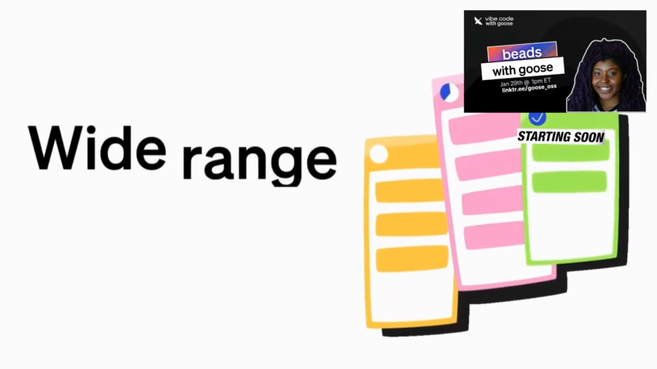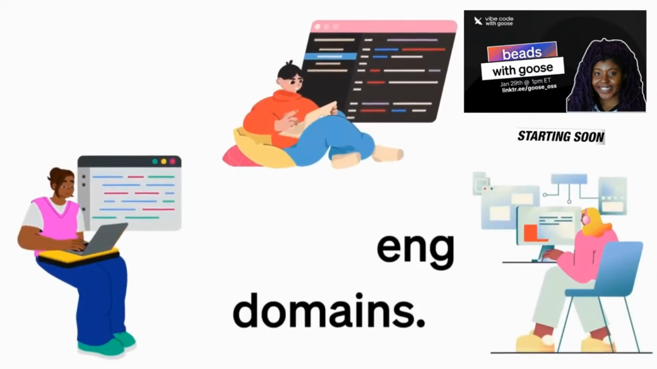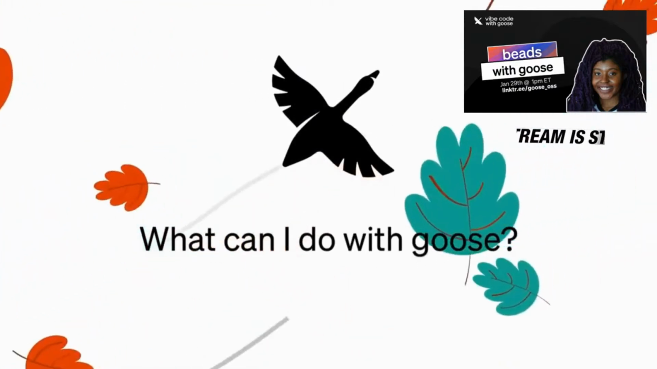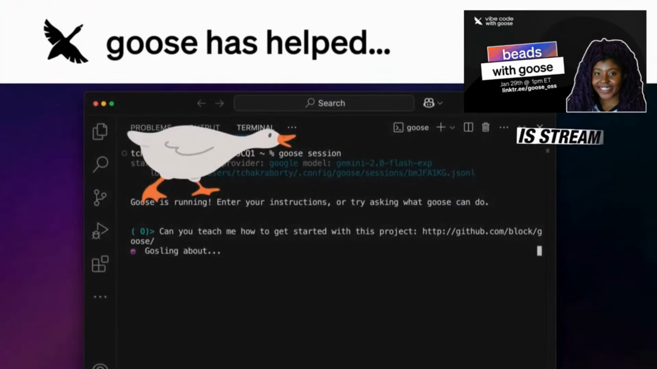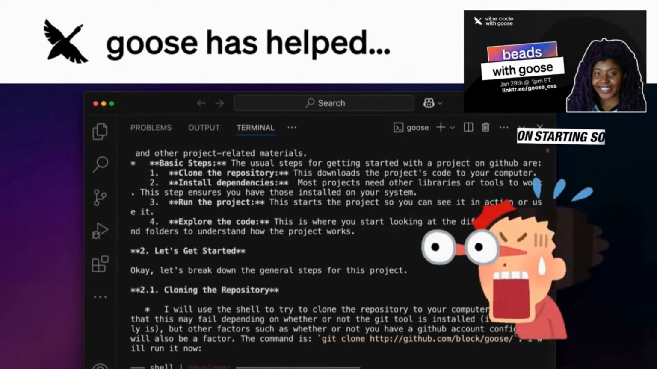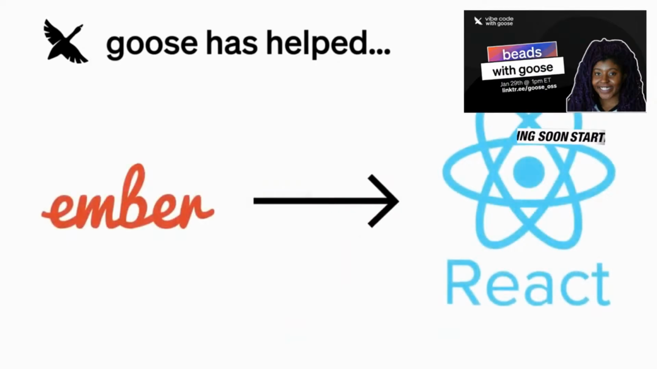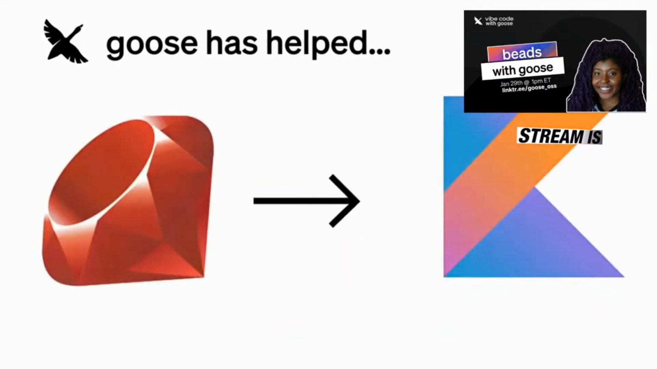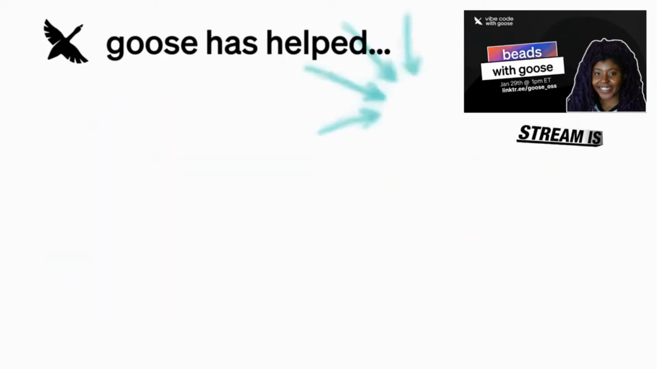Able to handle a wide range of tasks across various engineering domains. Here are examples of tasks Goose has helped people with already. Goose has helped dive into a new project in an unfamiliar coding language, conduct code migration such as Ember to React or Ruby to Kotlin, increase code coverage, and even generate unit tests for a feature, and much more.